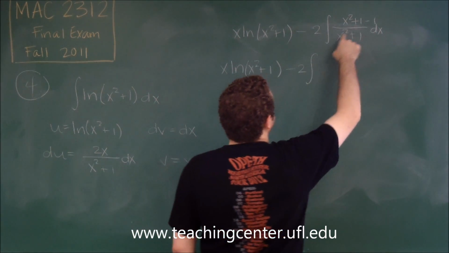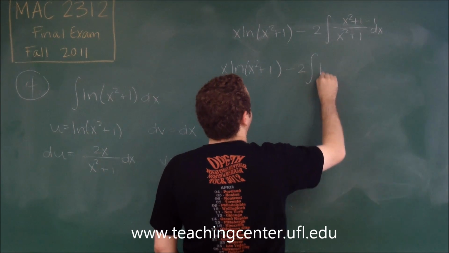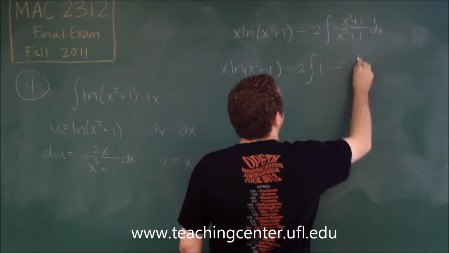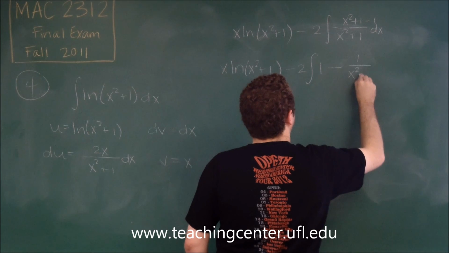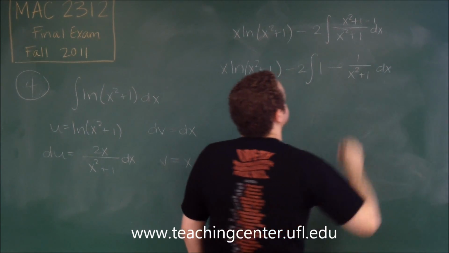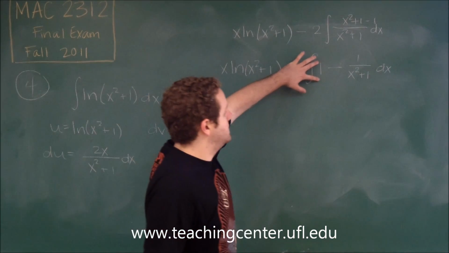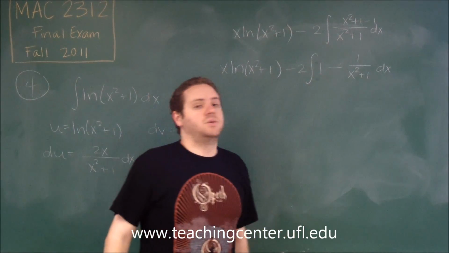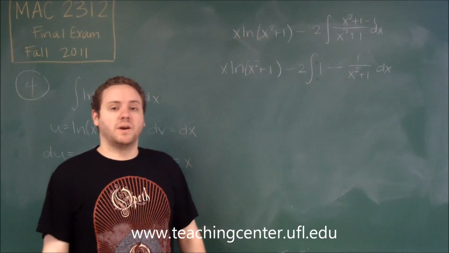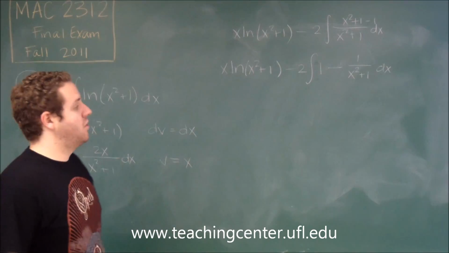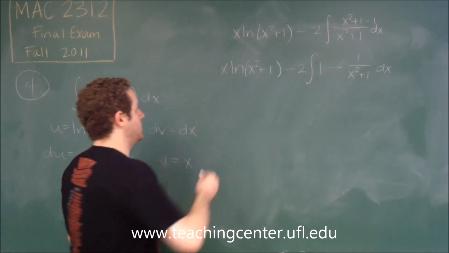So if we take x squared plus 1 over x squared plus 1, we get 1 minus 1 over x squared plus 1 dx. So you can see these are the same things. If you got a common denominator here and put these together, you would have gotten just x squared over x squared plus 1. But now those are both integrals that we know how to do.